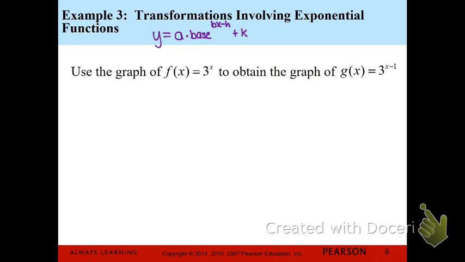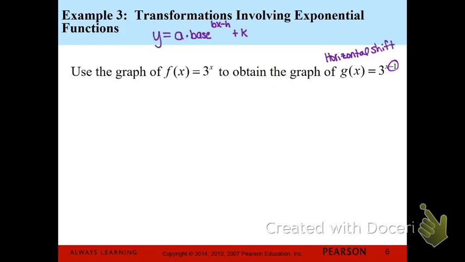All right, so looking at this problem here, it says use the graph of f of x equals 3 to the x to obtain the graph of g of x equals 3 to the x minus 1. What is that x minus 1 going to do to my graph? Is it horizontal or vertical? It's horizontal. Why? Because it's with the x. So is it a stretch or shrink, or is it a shift? Shift. Why? Because it's being added or subtracted. Okay, if it's being added or subtracted, it's a shift. So it's a horizontal shift.